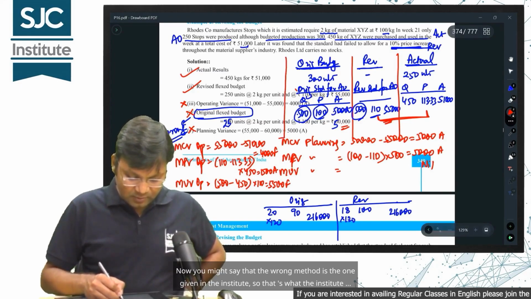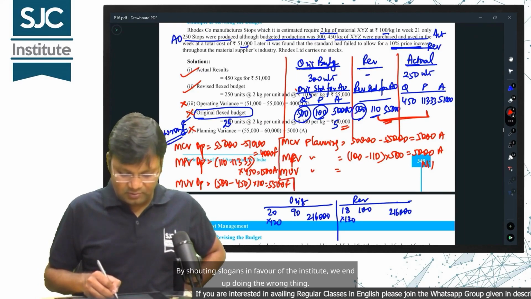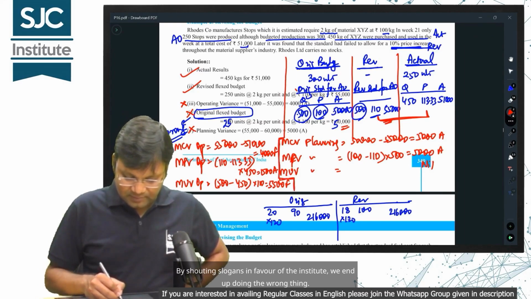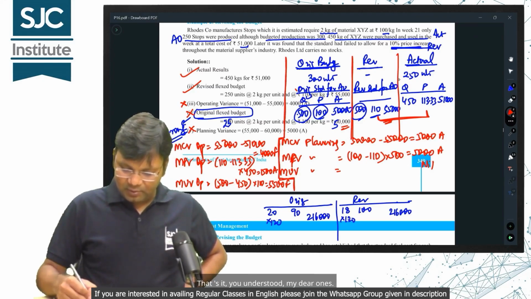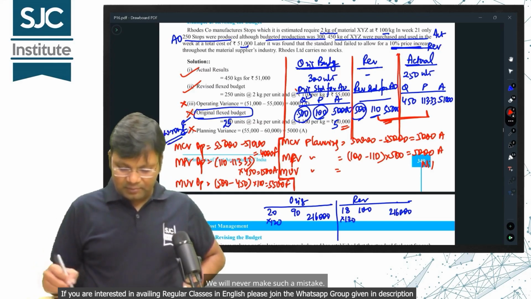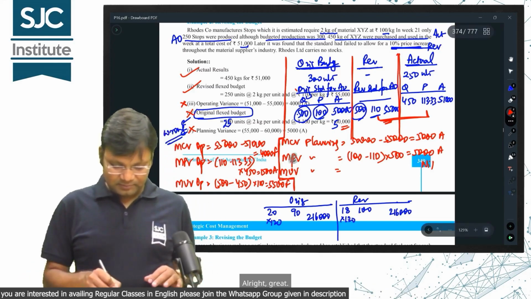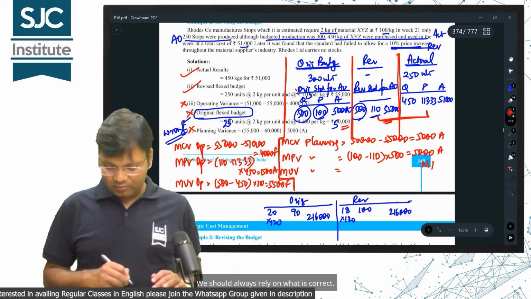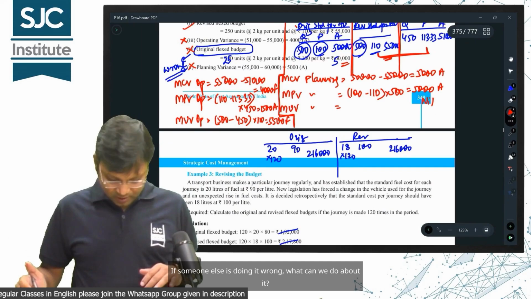Now you might say that the wrong method is the one given in the institute, so that's what the institute says. By shouting slogans in favor of the institute, we end up doing the wrong thing. Never. Never make such a mistake. That's it, you understood, my dear ones. We will never make such a mistake. Alright, great. We should always rely on what is correct. If someone else is doing it wrong, what can we do about it?